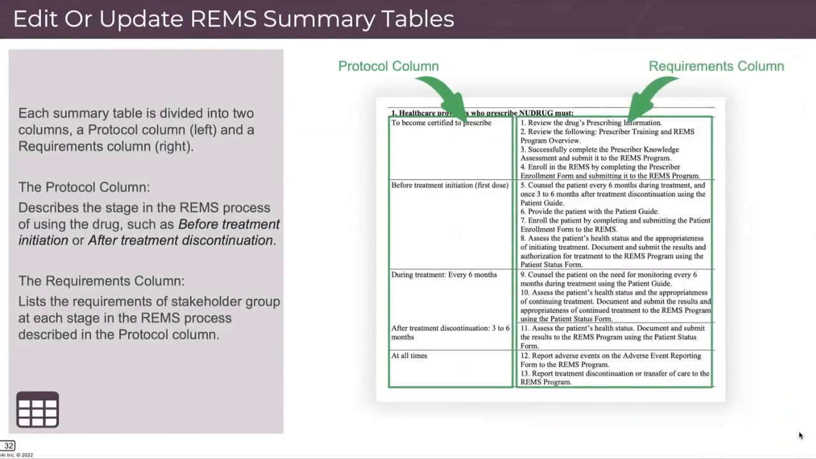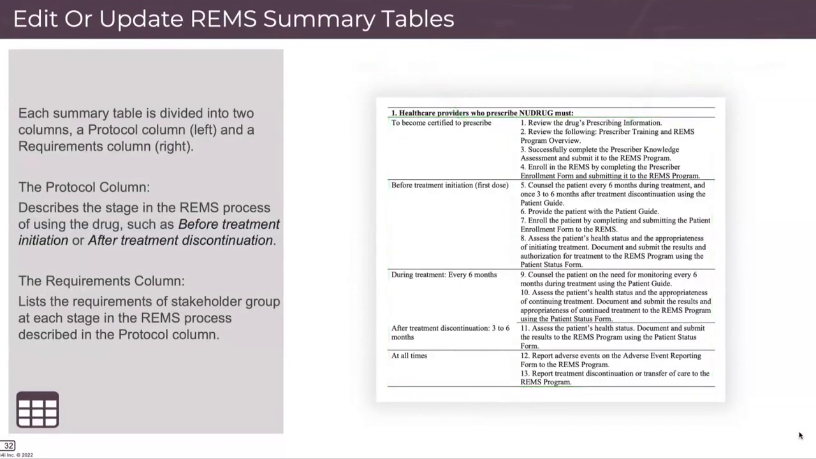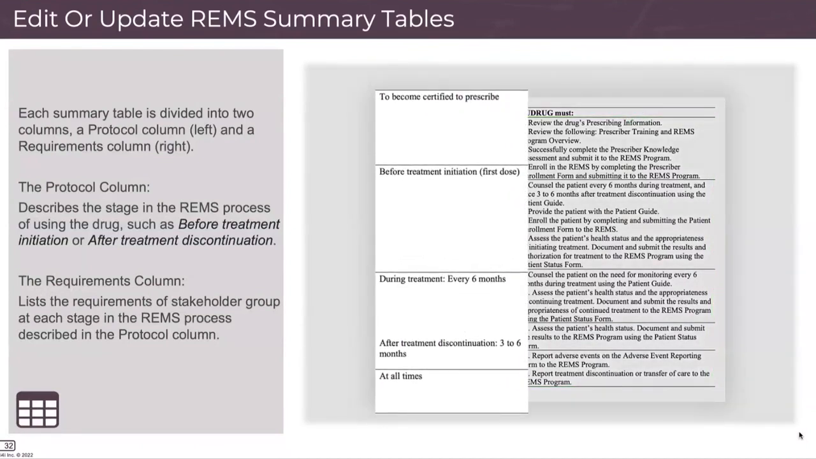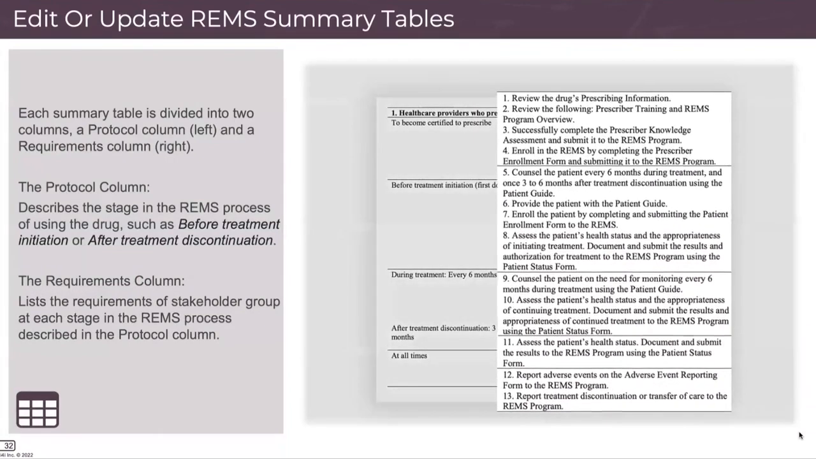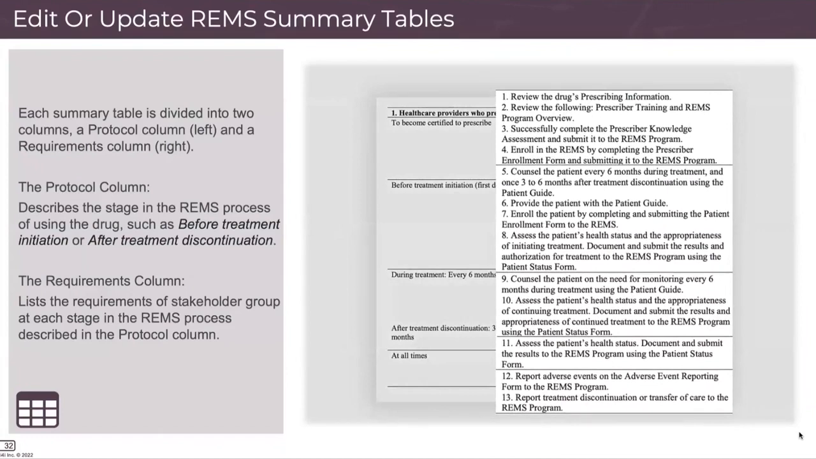After adding the materials, you need to author the content in the REMS summary tables if you haven't already done so. Each summary table is divided into two columns, a protocol column to the left and a requirements column to the right. The protocol column describes the stage in the REMS process of using the drug, such as before treatment initiation or after treatment discontinuation. The requirements column lists the requirements of the stakeholder group at each stage in the REMS process described in the protocol column.